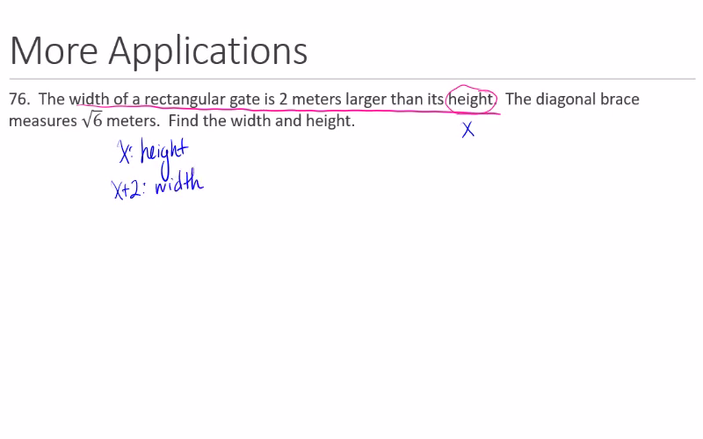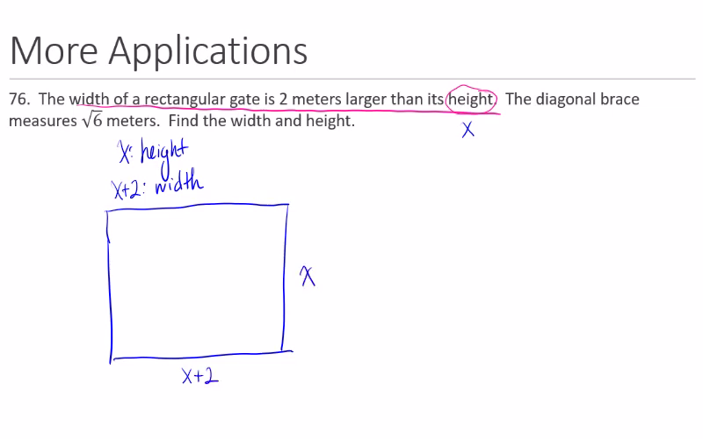All right. So one thing that's always helpful to do is draw a picture, right? So if we have a rectangular gate, some rectangle here, and the width is x plus 2, 2 meters larger than its height, so its height is x, width is x plus 2. Okay, and then we have this diagonal brace coming across, and it measures root 6, so they tell us what this is. So then find the width and the height.